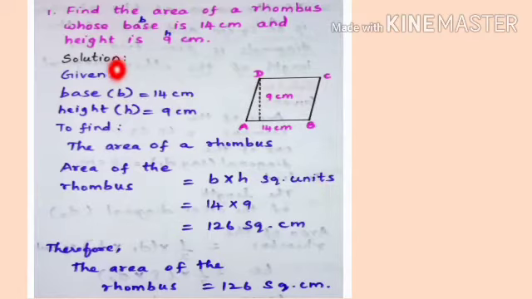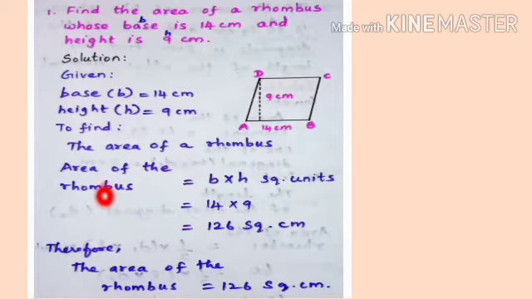So, solution: first draw the diagram of a rhombus and mark all the values which are given in the problem. Here the base and height are given. So, AB is the base, that is 14 cm, and the height is 9 cm. Now, write down the given values. Base is equal to 14 cm and height H is equal to 9 cm. And we have to find the area of a rhombus.